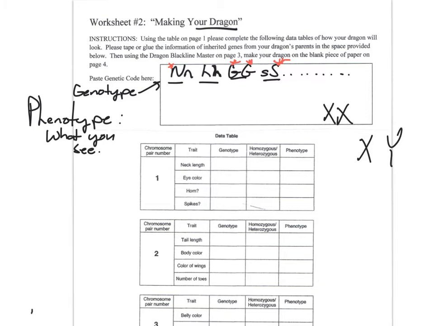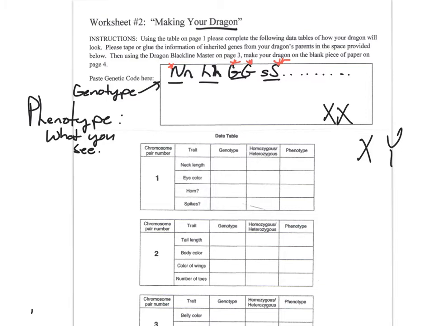You do that once for your dragon, and then once again for another dragon. So you're going to do this twice. If you have a partner, your partner's done this, you've done this. I would work with a partner, it makes it easier and more fun. But that's up to you.